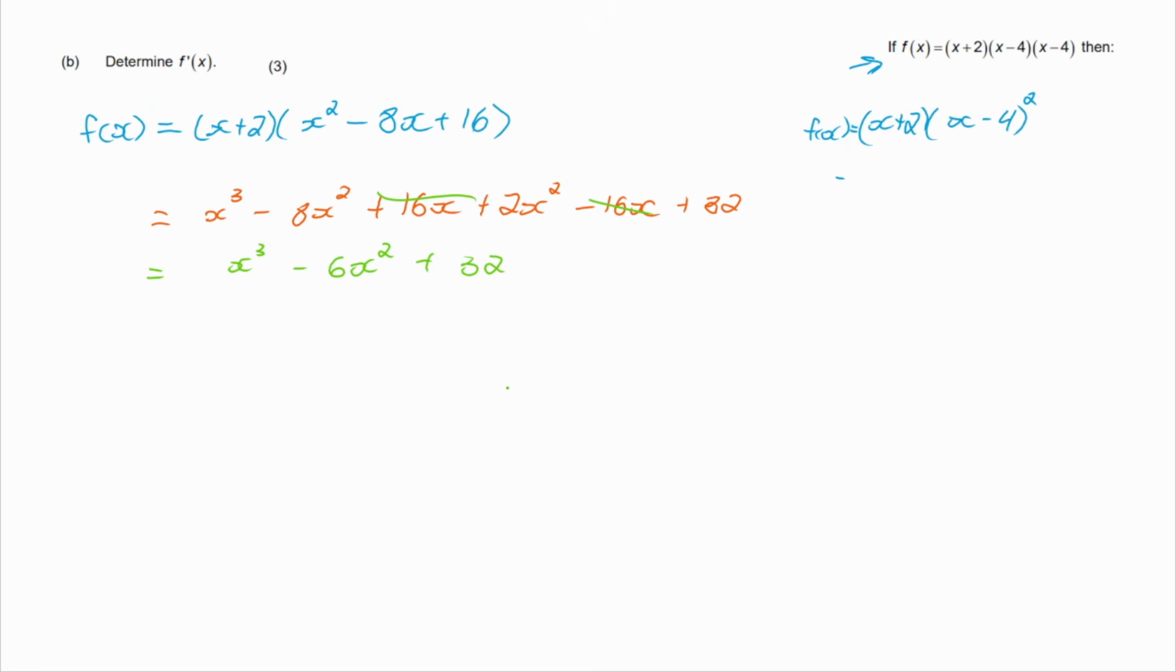Now we need to find f prime of x. So we can say that therefore f prime of x is equal to 3x squared minus 12x. So remember your rules of differentiation. We just bring this forward and then minus 1, bring this forward, minus 1, and this is a constant, so it becomes 0. Essentially we could write plus 0, but there's no point in doing that. Nice and easy, hopefully.